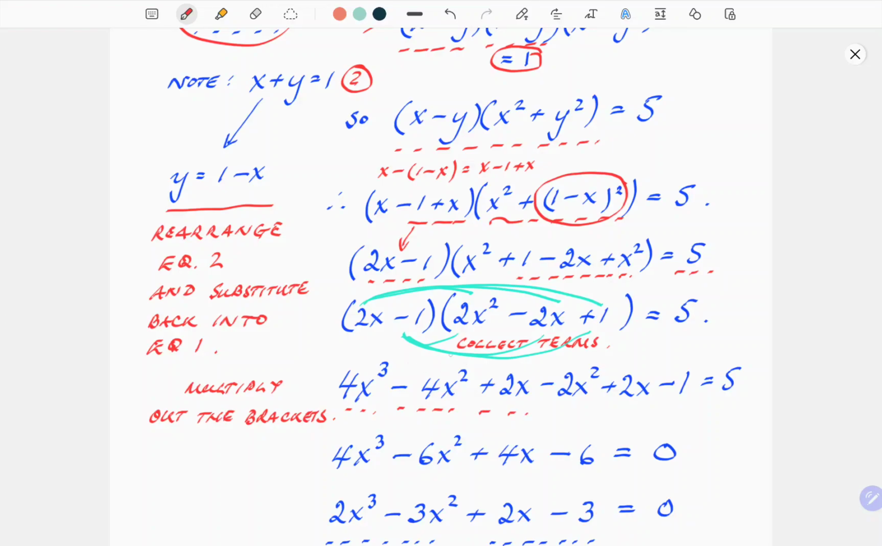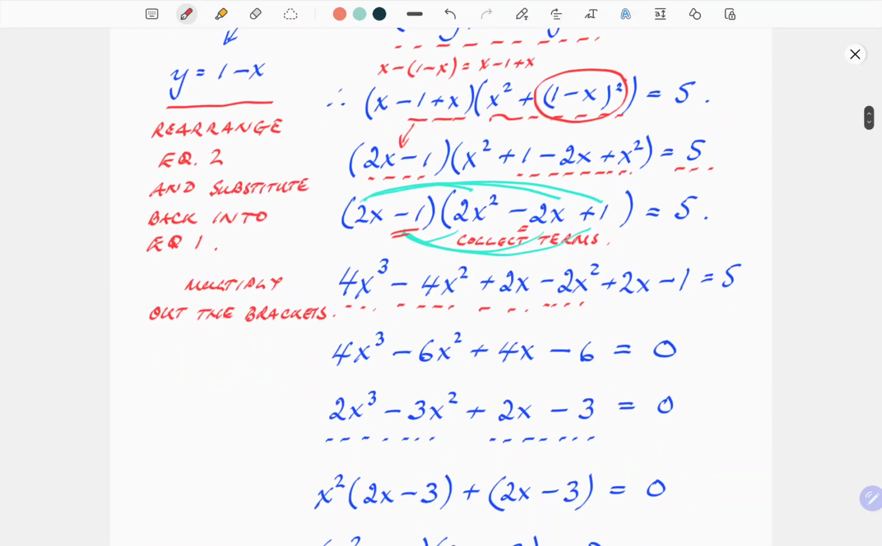So we just go through the process. Minus 1 times 2x minus 2x squared gives us minus 2x squared. Then minus 1, watch out, and minus 2x gives us plus 2x, and then minus 1 times 1 minus 1, and again equals 5. What I've then done is brought the 5 over to this side in the next step.